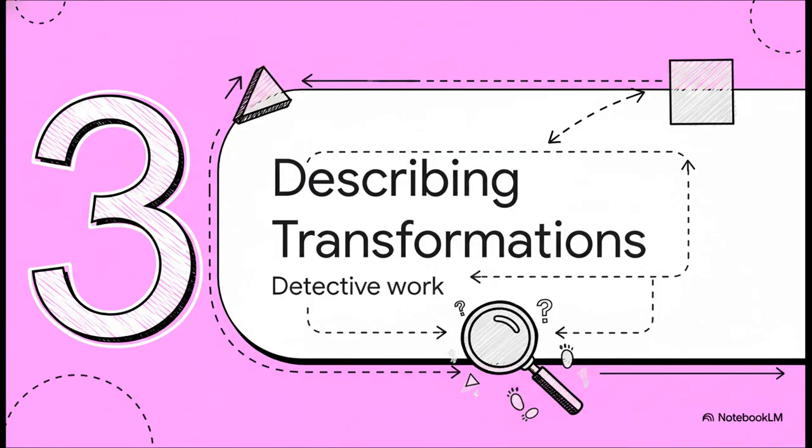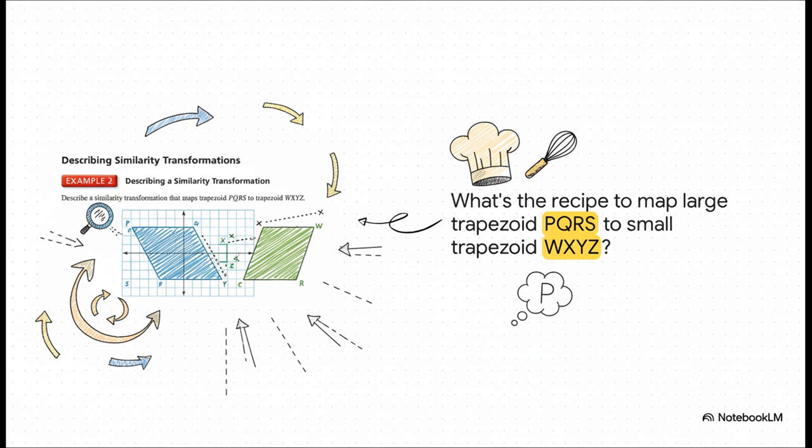Okay, now that we've seen how to build a transformation, let's flip the script. This time, we're given the start and end points. Our job is to put on our detective hats and figure out exactly what transformation happened. All right, team, here's our case. We've got this big blue trapezoid, PQRS, and we need to find the specific similarity transformation that maps it perfectly onto the small green one, WXYZ. Take a close look. What do you think the steps are? Notice anything different about their orientation?